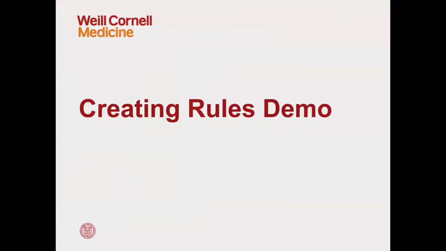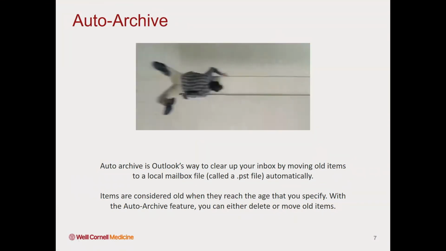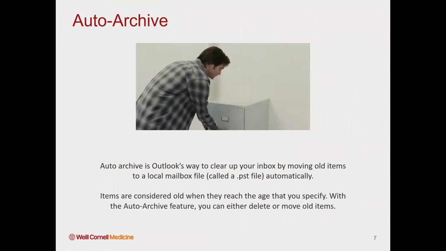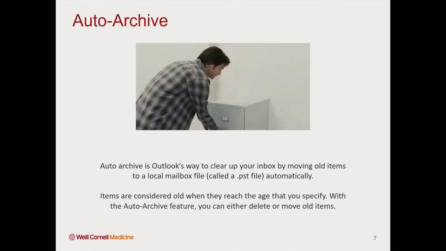And the next thing that I want to talk about is auto archive. All right, sometimes you have a lot of messages that have just been sticking around for way too long, and you want Outlook to filter those into a separate mailbox. Outlook has an auto archive feature, which will automatically move old items into a separate mailbox. It's called a PST file, and that's automatically set up when you enable auto archive. And then the items are considered old at an age that you specify. So if you feel that anything older than 6 months is old enough, fine.